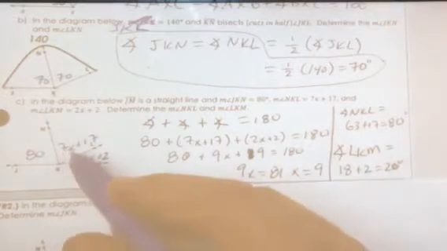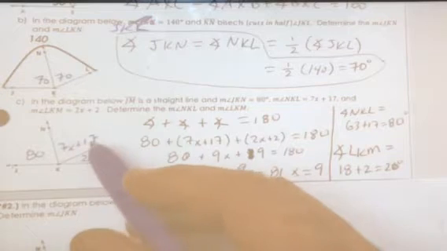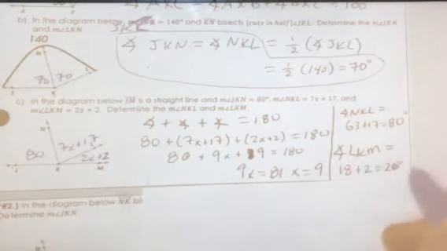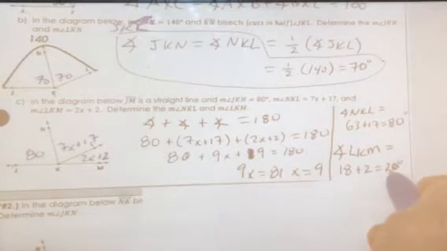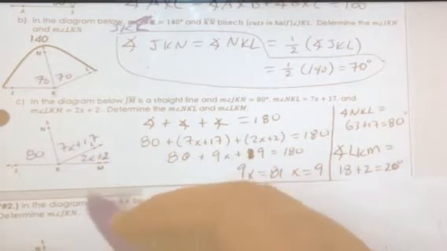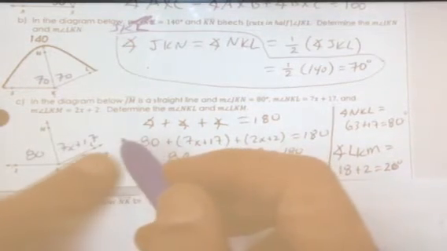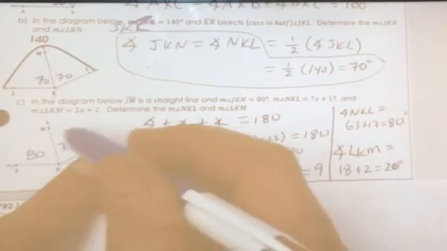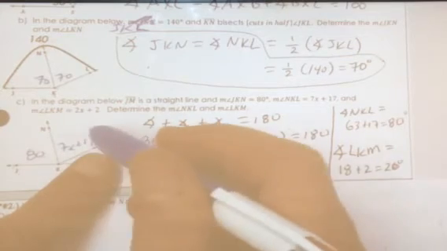So 7 times 9 is 63 plus 17 is 80. And angle LKM ends up being 20. And we could find that by substituting for x, or we could find that by figuring out what is the missing amount. If this total is 180, and then we have 80 plus 80, that would be 160. That means the leftover is 20.